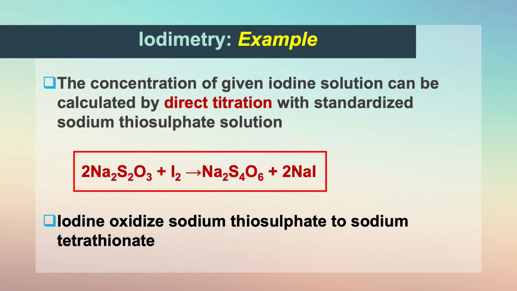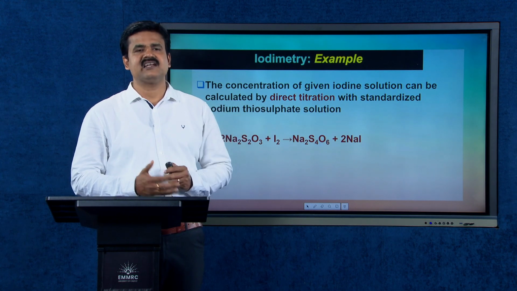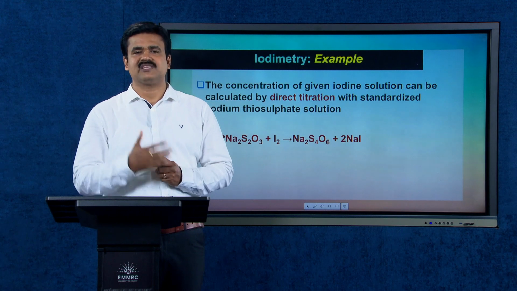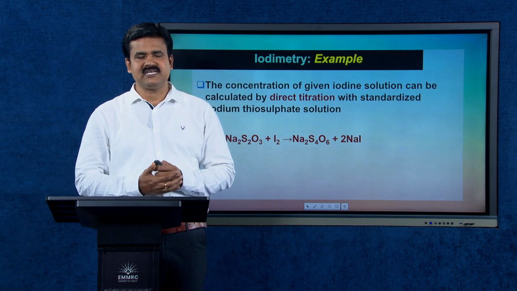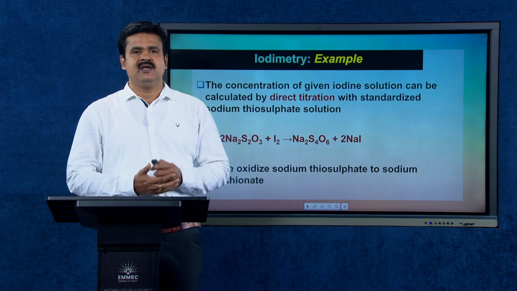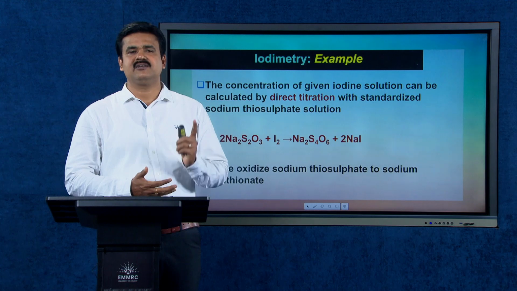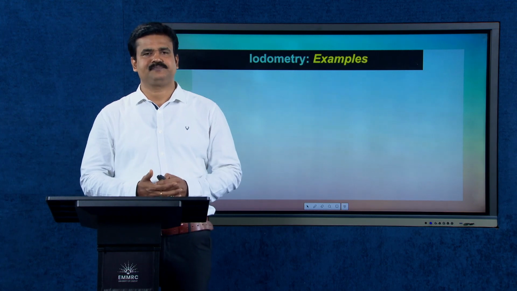This is the equation responsible for that titration: 2Na2S2O3 plus I2 gives Na2S4O6 plus 2NaI. This reaction is also familiar to you. This is because iodine acts as an oxidizing agent here, and it converts sodium thiosulfate to sodium tetrathionate. At the same time, iodine is reduced to sodium iodide. So, iodine oxidizes the sodium thiosulfate solution to sodium tetrathionate.